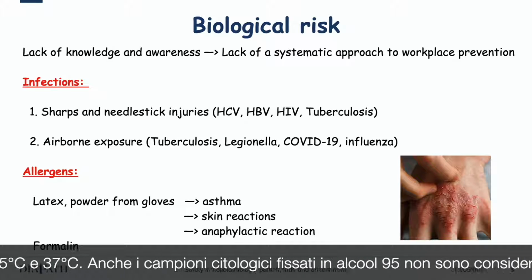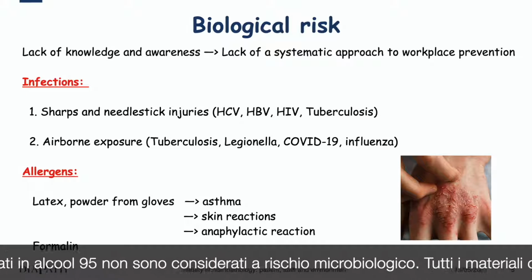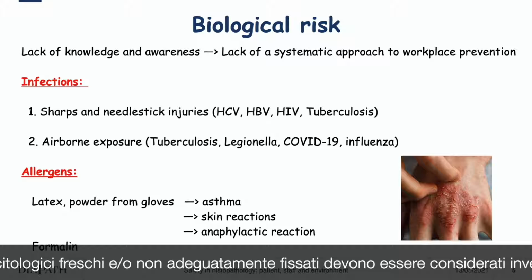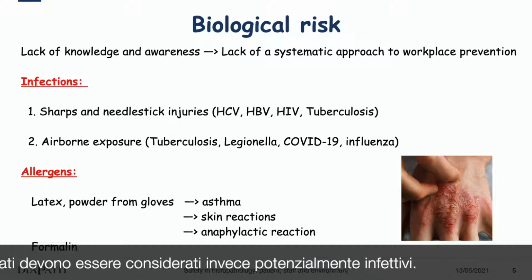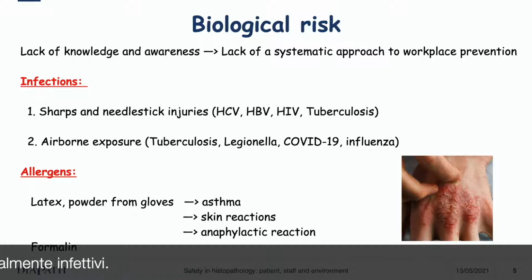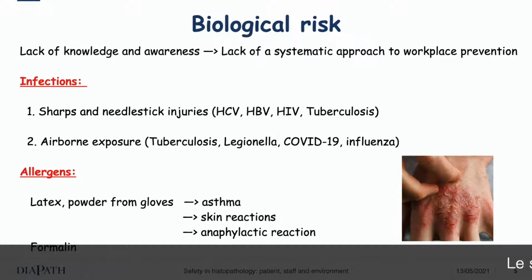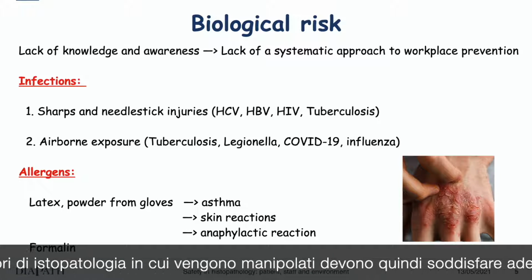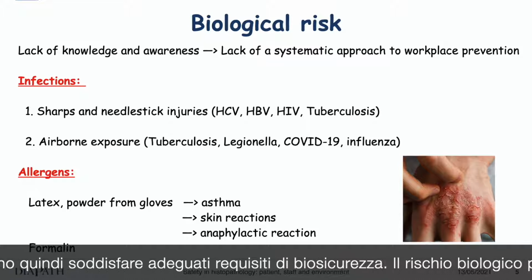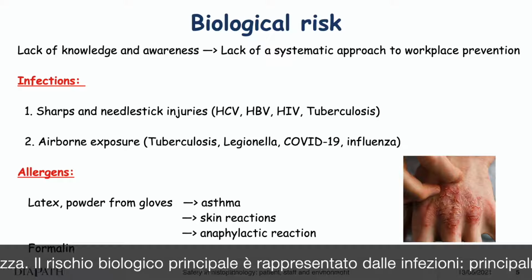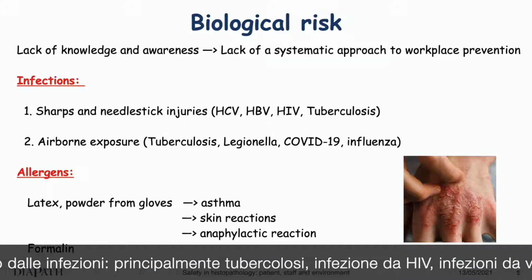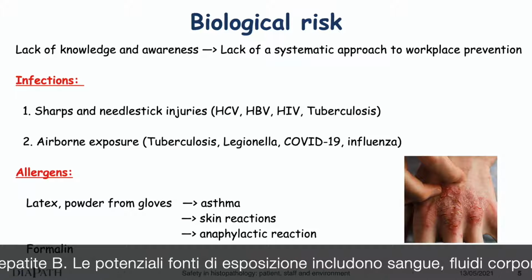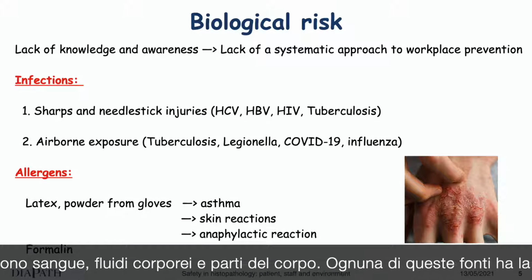Like the tissue materials completely fixed in formalin, the cytological specimens fixed in alcohol 95% are not considered to pose a microbiological risk. All fresh and/or inadequately fixed surgical and cytological materials should instead be considered potentially infectious. The post-mortem theaters and histopathology laboratories where they are handled must therefore meet appropriate biosafety requirements. Infections represent the principal biological risk, primarily tuberculosis, HIV infection, hepatitis C and hepatitis B virus infections. Potential exposure sources include blood, bodily fluids, and body parts.